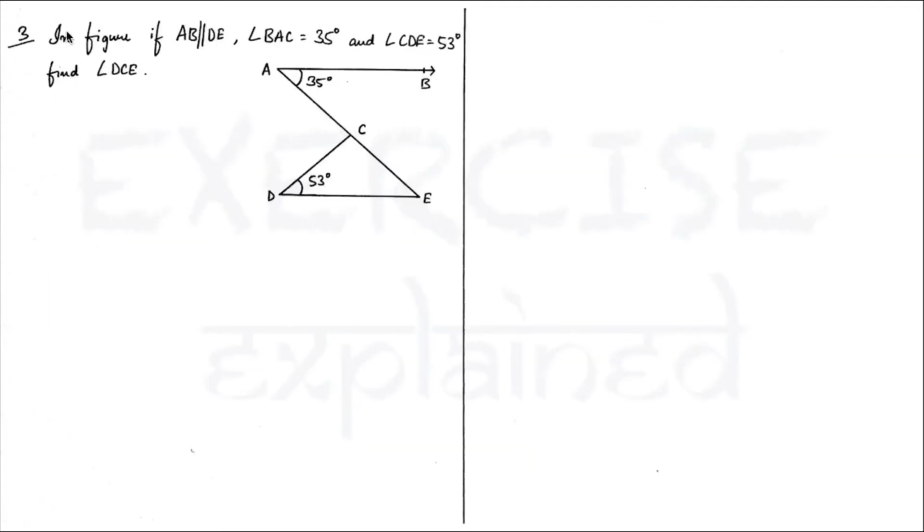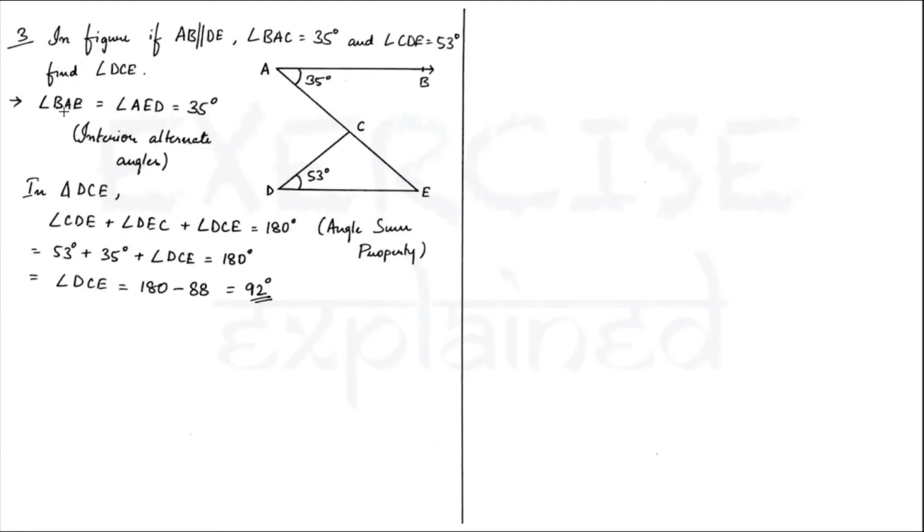That is, in the figure AB is parallel to DE. That means this line over here is parallel to this. Angle BAC is given as 35 degrees. That means this angle here is given as 35 degrees. Angle CDE is given as 53 degrees here. CDE is given as 53. What we need to find is the value of DCE, that means this angle over here.